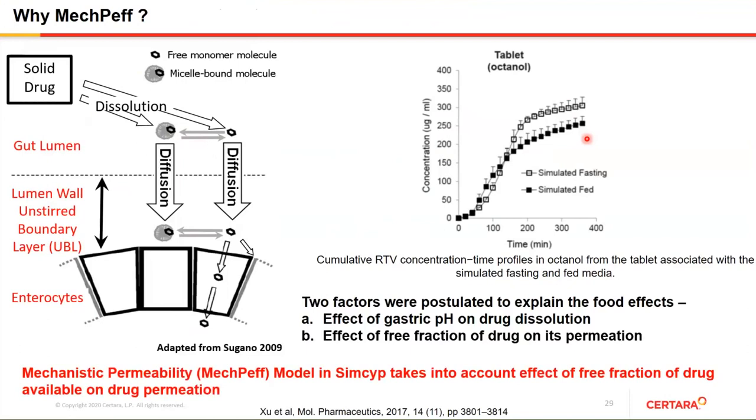As you can remember from the equation before, the Mech Peff model inherently takes into account that the unbound fraction is available for absorption. So it takes into account this free fraction theory. If you simply use Simcyp-predicted Peff for permeability, you won't be able to capture negative food effects because you are not really taking this free fraction mechanism into account in your permeability model. So it is very important to select the right permeability model.